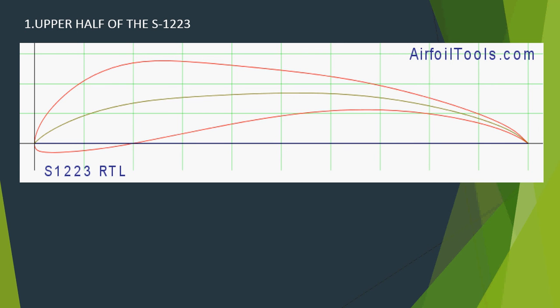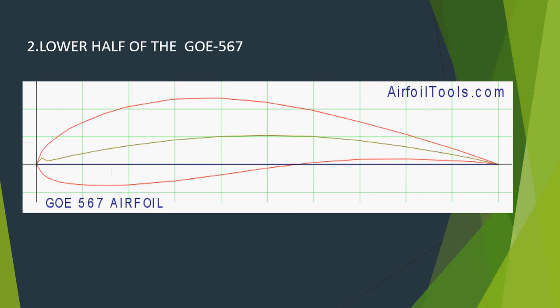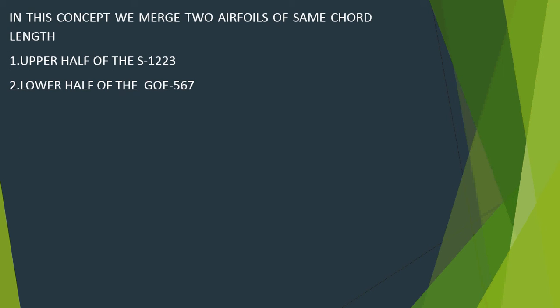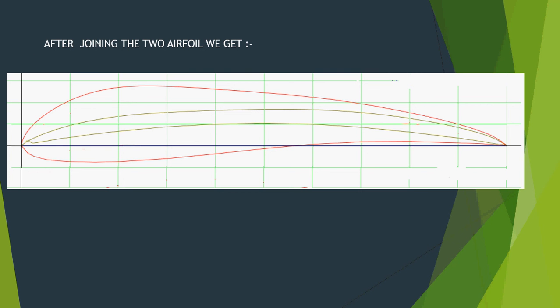So what will we do? We will take the lower part of the GOE 567 airfoil. In this airfoil, we can also satisfy the Kutta condition and can generate circulation. It will also give us good lift. In this concept, we merge two airfoils of the same chord length, that is S1223 and the lower half of GOE 567. After joining the two airfoils, we get a new airfoil as shown in the figure.